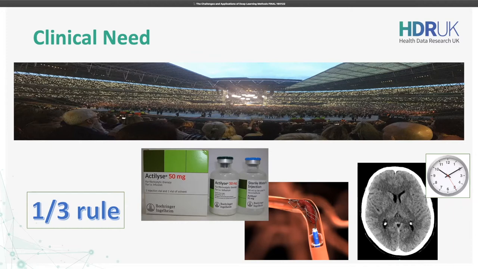And following a stroke, we talk in terms of the one-third rule, which means approximately one-third of patients will recover, one-third of patients will be left disabled, and one-third of patients will sadly die. To improve that and increase the proportion of patients who have good outcomes, we have two treatments available to us. The image with the little jars there is the thrombolytic that we use, which is a drug that we can inject to break down the blood clot that causes ischemic stroke, so the blockage in the vessel that's denying the brain of its essential nutrients.